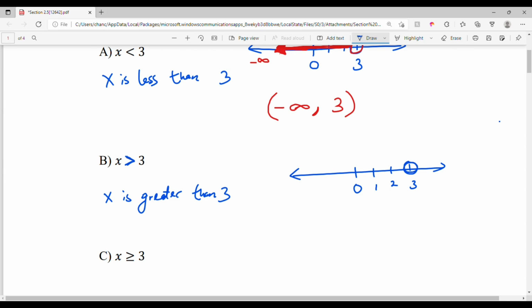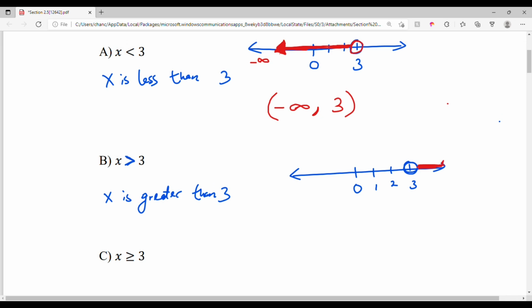And then we need to shade everything to the right of 3 because those are the values greater than 3. It goes forever towards the right, towards positive infinity. For my interval notation, since we're starting with an open circle, I'll use a parentheses, then a 3, comma, infinity, and then we'll close it off with another parentheses.